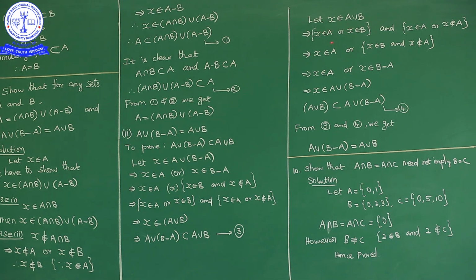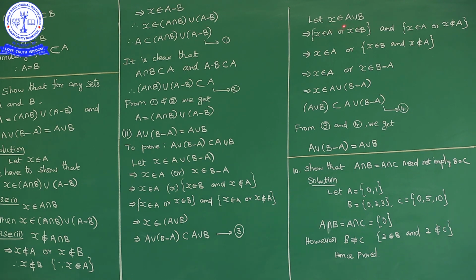What does it mean? X belongs to A union B means x belongs to A or x belongs to B, and x belongs to A or x does not belong to A. If you combine these two conditions, x belongs to B and x does not belong to A, so x belongs to B minus A. X belongs to A or x belongs to B minus A means x belongs to A union B minus A.